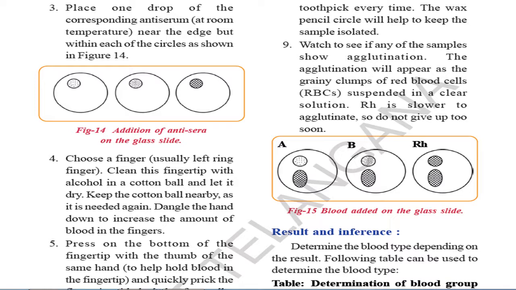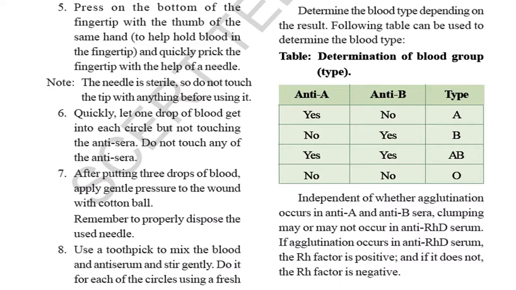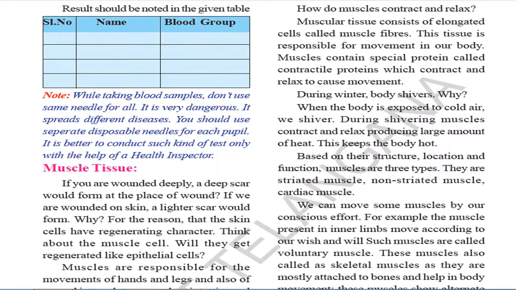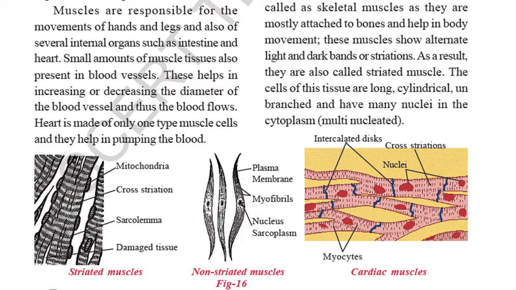With this experiment, we find out they are striated muscles, non-striated muscles, and cardiac muscle. You can move some muscles by our conscious effort. For example, the muscles present in the limbs move according to our wish and will. Such muscles are called voluntary muscles. We move it. Okay, these muscles are skeletal muscles and mostly attached to the bones and help in the body movement. Right?